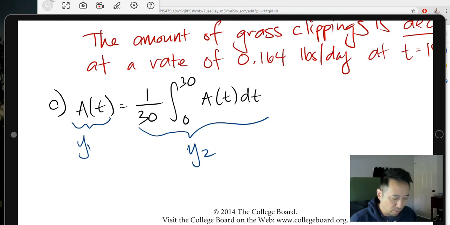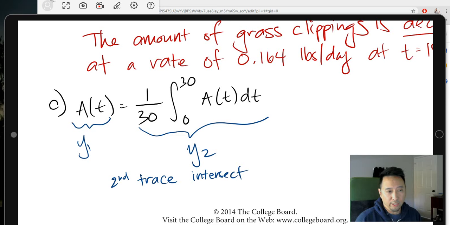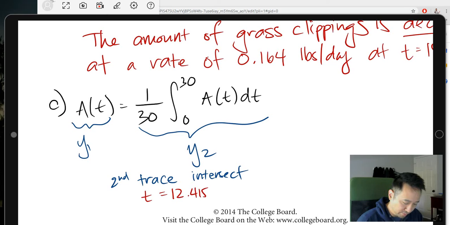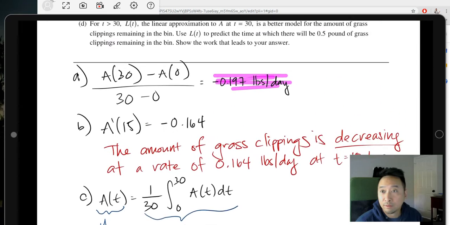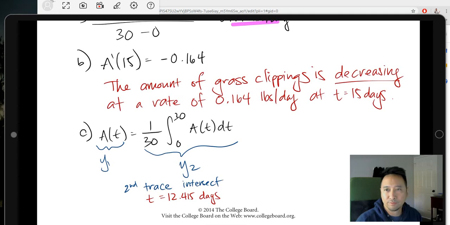And to find out where these two graphs intersect, you're going to use second trace and then intersect on your calculator, if you're using a TI, and figure out where they intersect. And once you do that, you're going to get t equals 12.415 days. Okay, yep, find the time t when it intersects.